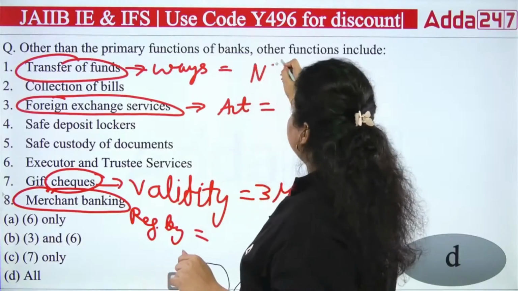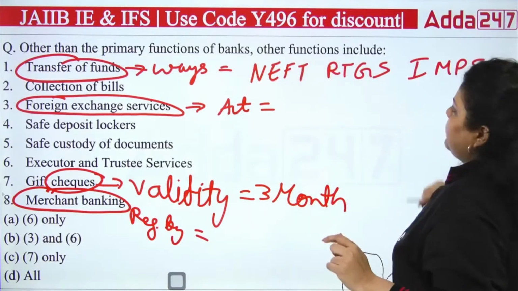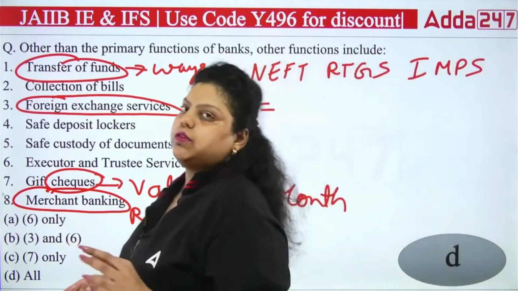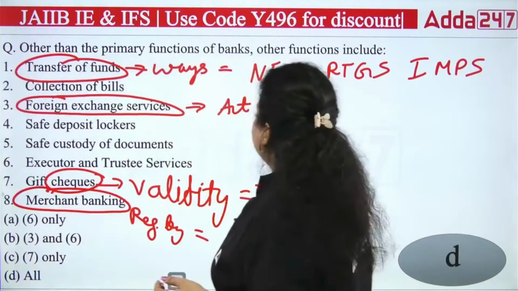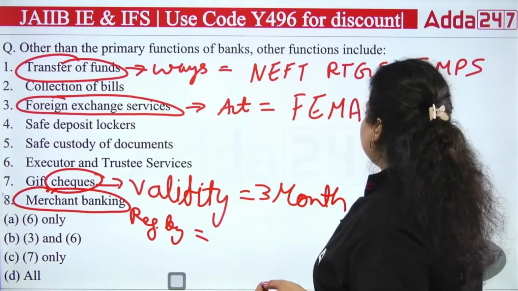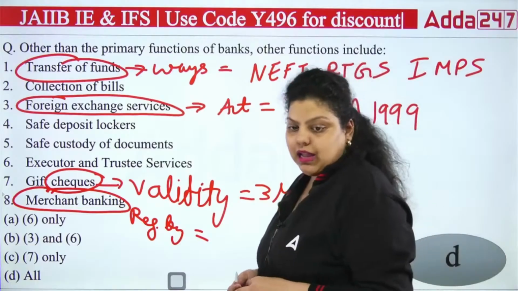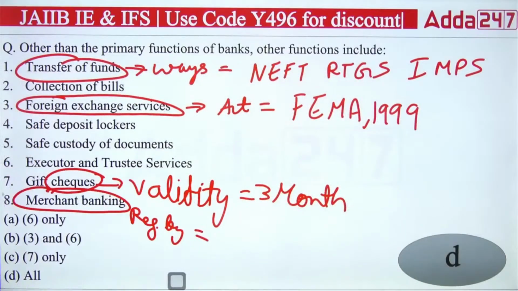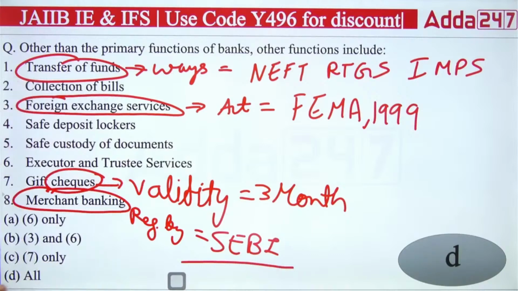We have NEFT, we have RTGS, we have IMPS. These are the basic 3 ways in which you can transfer your funds. Apart from that, you also have the option to go to the bank branch and transfer the funds from there. Now, foreign exchange services are under which particular act? Very good. Under the FEMA Act, the Foreign Exchange Management Act 1999, the foreign exchange services are regulated. And the last one is merchant banking, which is regulated by, it's not RBI, it is SEBI. Merchant banking is the only type of banking which is regulated by SEBI.